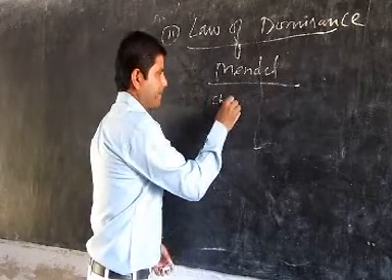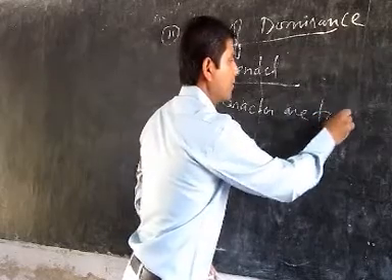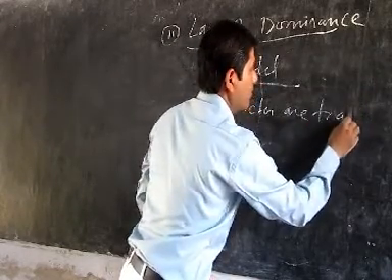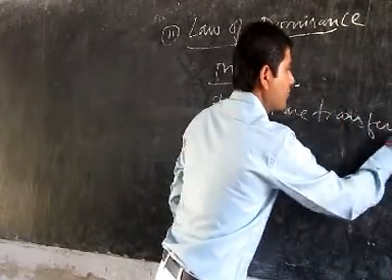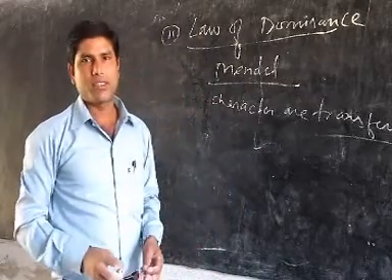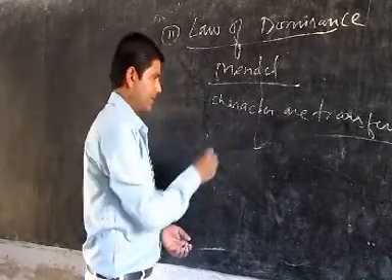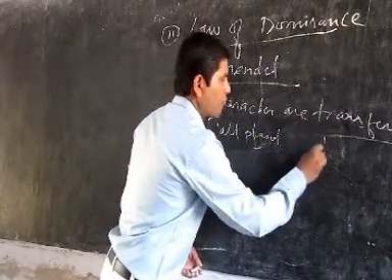the characters are transferred from one generation to another generation. According to this, he took two plants, that is tall plant and dwarf plant.